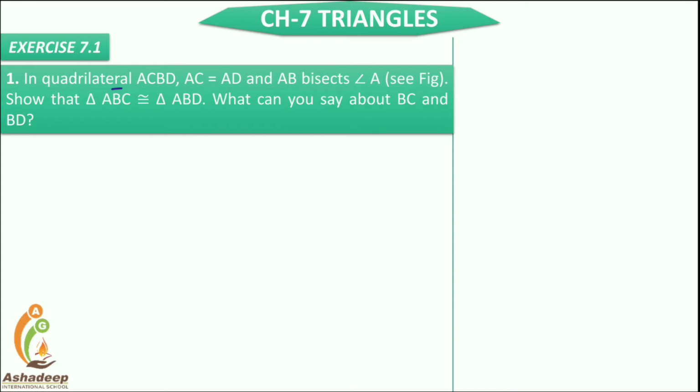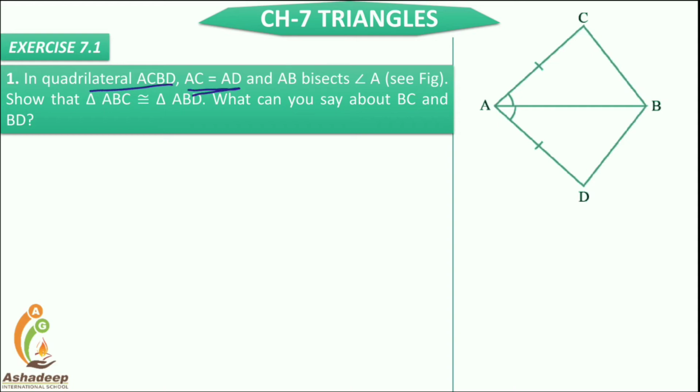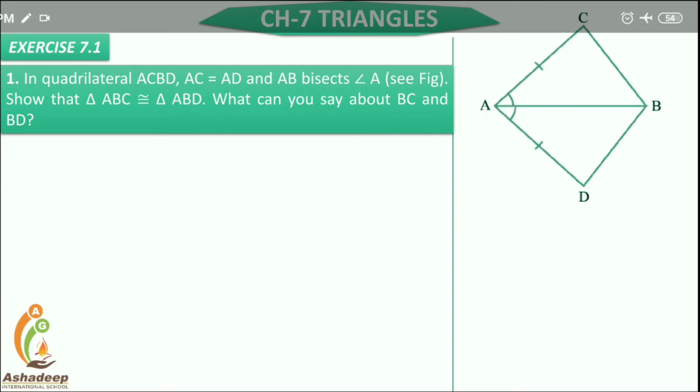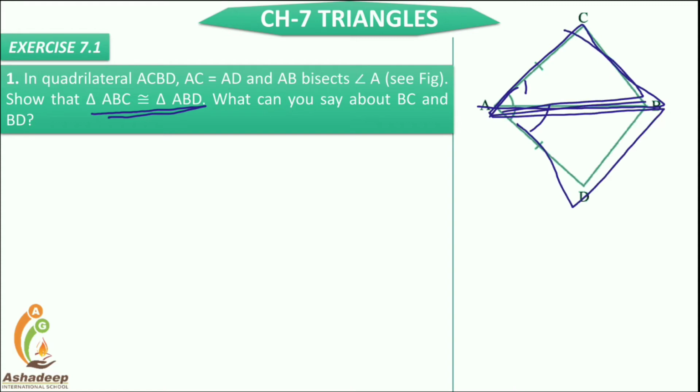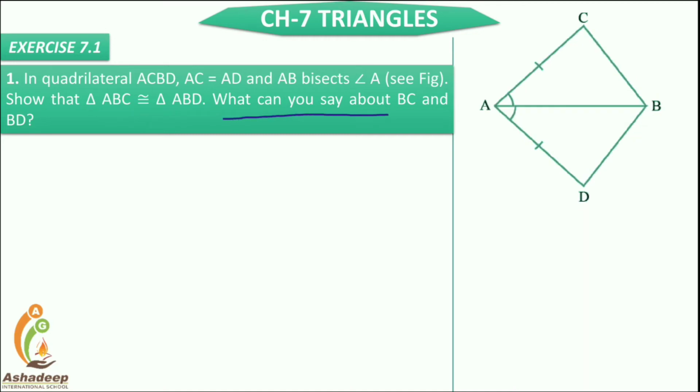Now, a quadrilateral ABCD. So where is this? Let's find. This is the quadrilateral. In quadrilateral ABCD, AC is equal to AD, and AB bisects angle A. If it bisects, what does that mean? These two angles are the same. Show that ABC is congruent to ABD, right? ABC and ABD are congruent. When you can say that, what can you say about BC and BD?